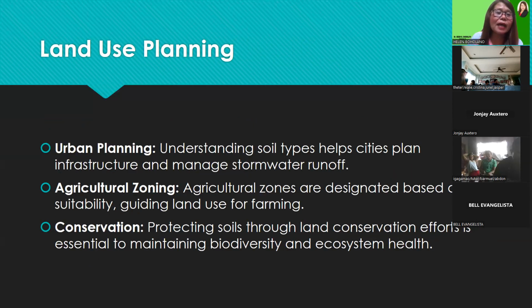Now, in land use planning, the urban planning, they need to understand soil types because it will help cities or municipality plan infrastructure and manage stormwater runoff. No? So, the urban planning also must be aware of this because in most cases, in some of the cities, these are the reasons why.